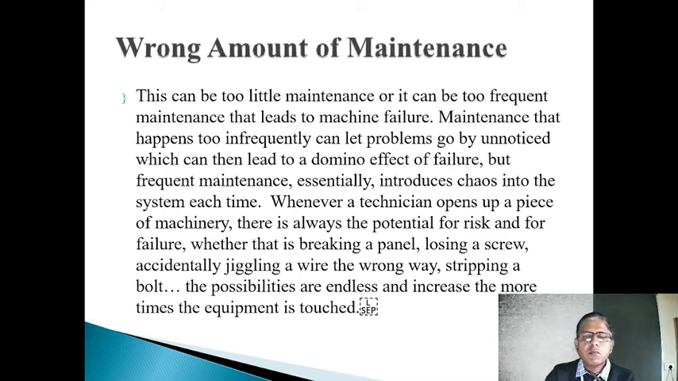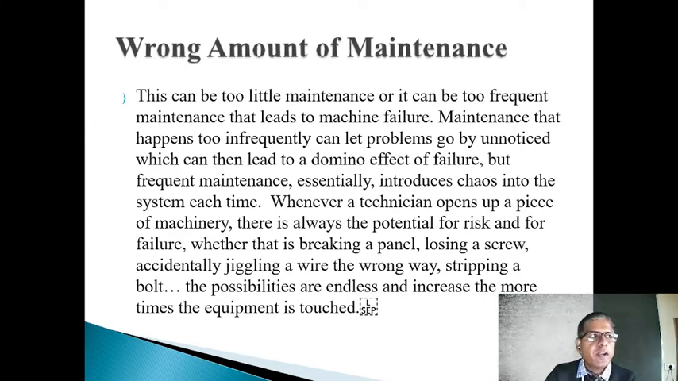Then second is wrong amount of maintenance. If the proper maintenance schedule is not being followed, if the component is not properly lubricated after a certain frequency, then the component fails. So not maintaining a proper maintenance schedule, not lubricating the component properly, not tightening the foundation bolts at regular intervals, these are some of the wrong maintenance practices because of which the failure occurs.